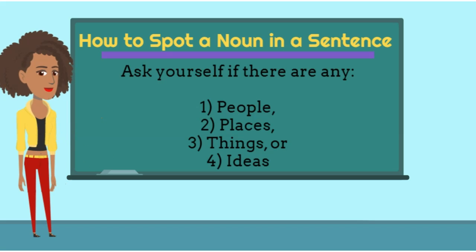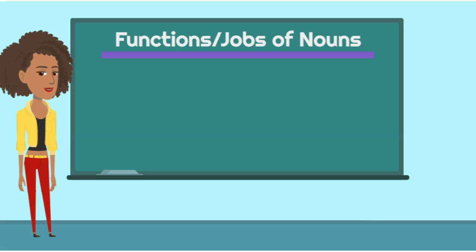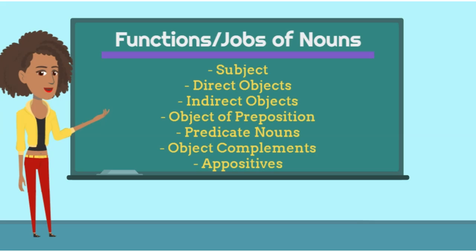Now that we've covered that, it's time to learn the functions or jobs of nouns. Nouns can do lots of things in sentences. They have the ability to perform different functions or jobs in sentences, and each time, it still fits the answer to the questions of what is a noun. Let's take a look at some noun jobs.